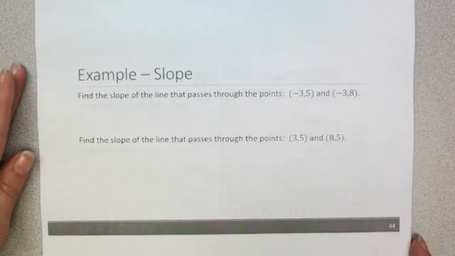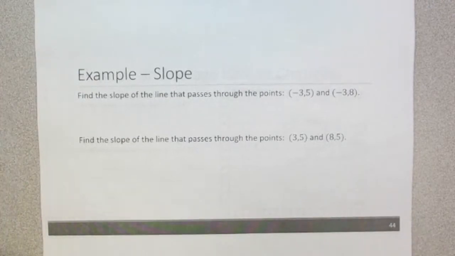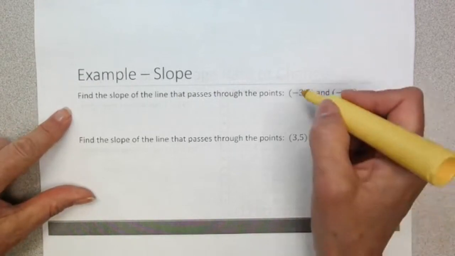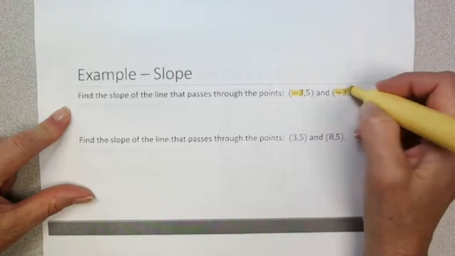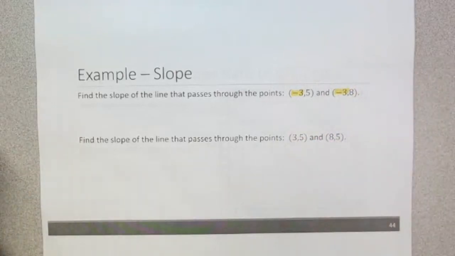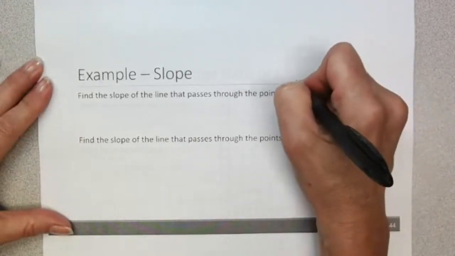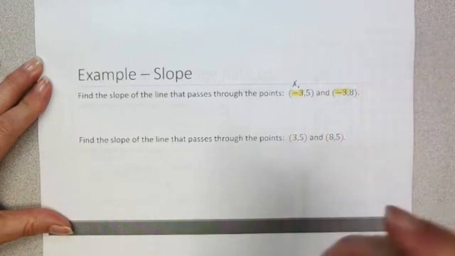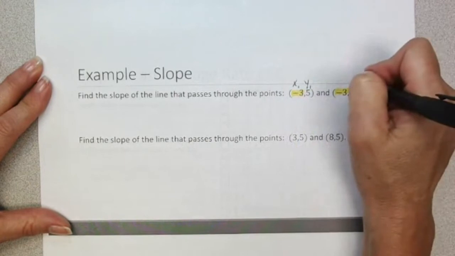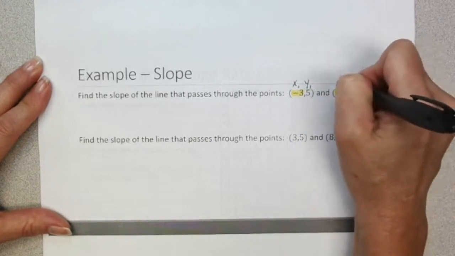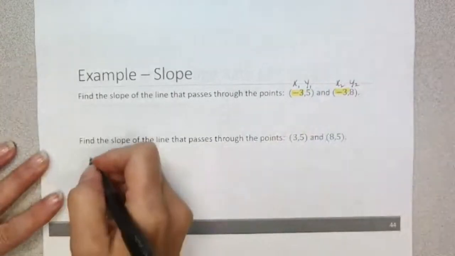Look at these two examples. There's something interesting about them. In this example, look, the x coordinates are the same. They're both -3. What does that mean? Well, let's calculate the slope with the formula. Let's try that. x1, y1, x2, y2. Let's see what we get here.